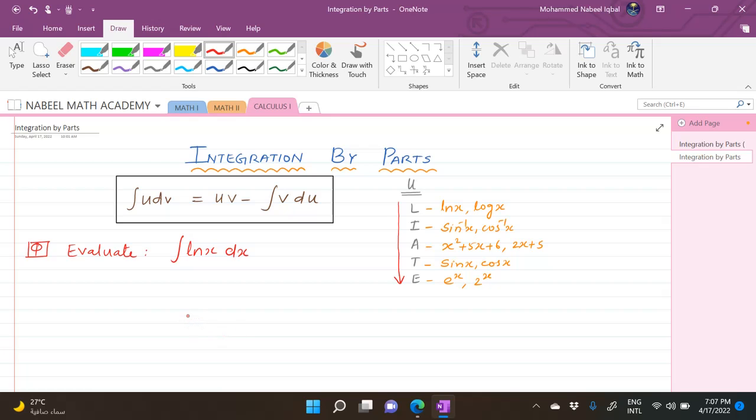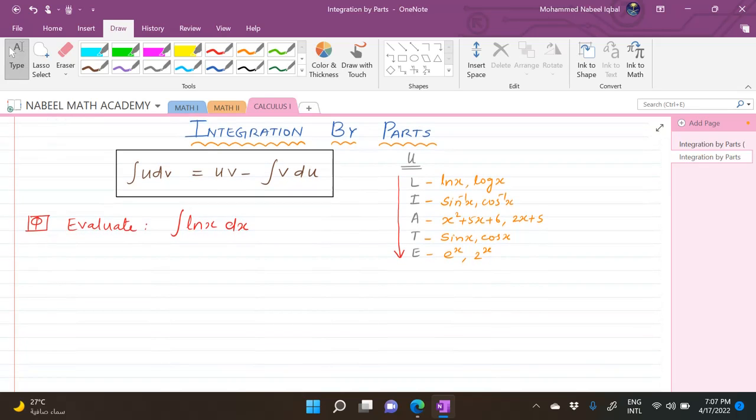Now here is the first problem. Many students will directly say the integration of ln x is 1 over x. No. We have a formula: integration of 1 over x is ln x. But I don't know a formula for the integral of ln x, so this cannot be calculated by the direct method. The direct method is not possible.